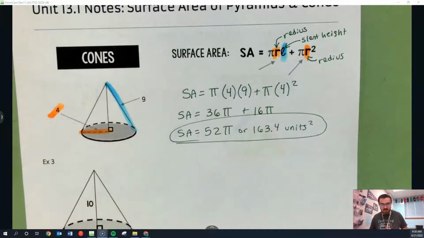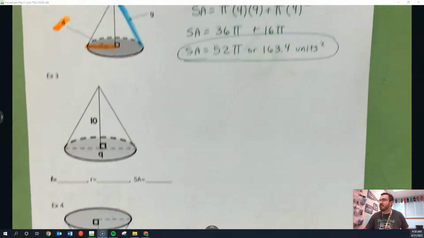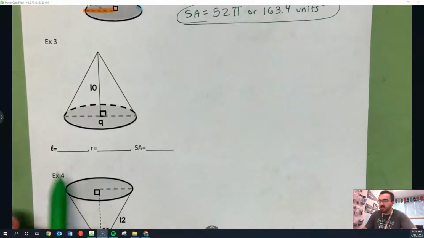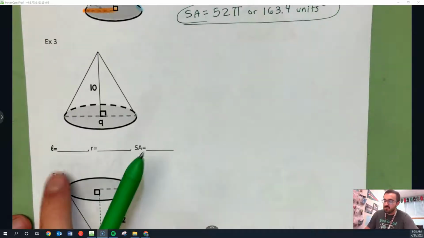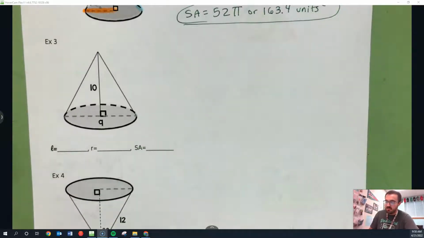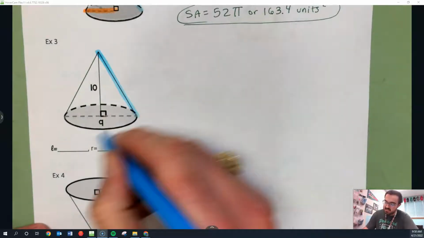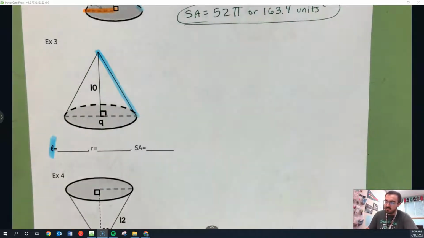Not too bad. Okay. That's one example. Let's keep going. Here it gives us some blanks. So the lateral, or sorry, not the lateral, the slant height, let's see what the slant height is. It's going to be this distance. We don't know what that is yet, so let's come back to it.